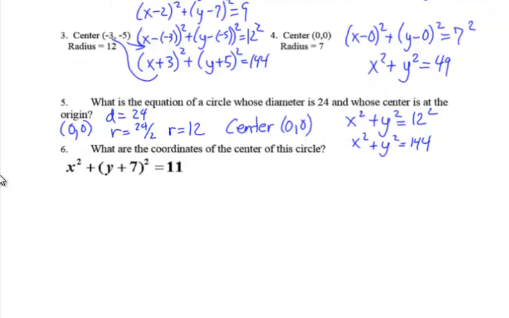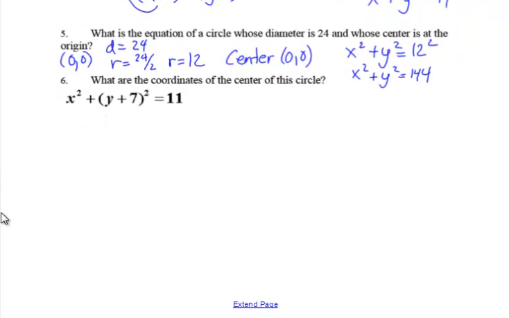Okay, last one for today is number 6. What are the coordinates of the center of this circle? Well, what are we adding or subtracting to x? Nothing. So for the center, it's going to be 0. And now that positive 7 comes out as negative 7. Okay? Now this one doesn't ask for the radius, but I just want to do it because it's different. R squared is 11, therefore r would be the square root of 11. So it's not always that your radius is going to be a perfect square or a whole number, so just be alert for that.